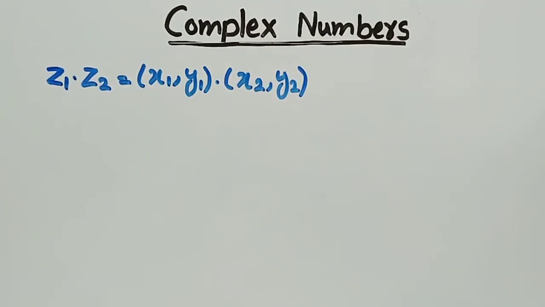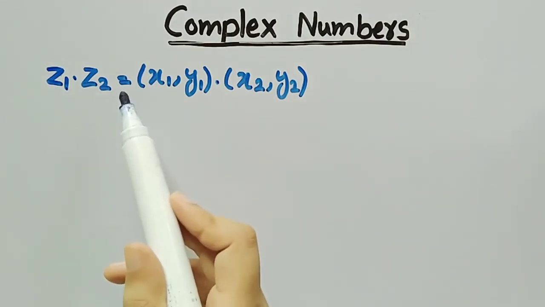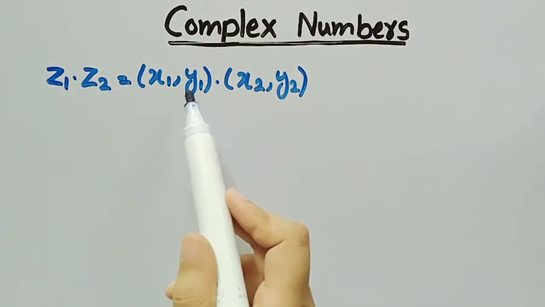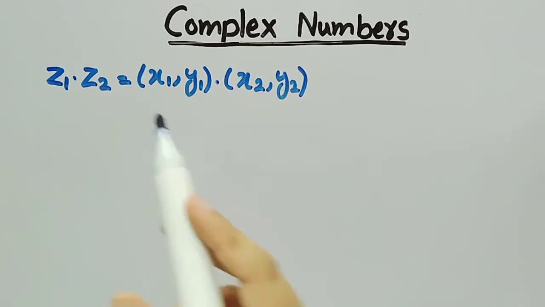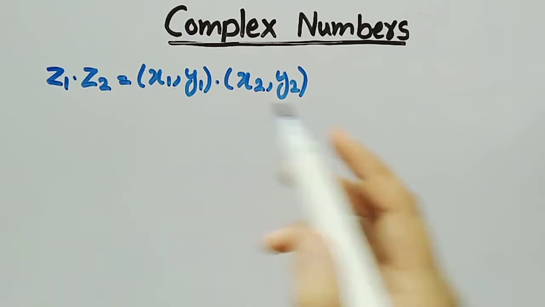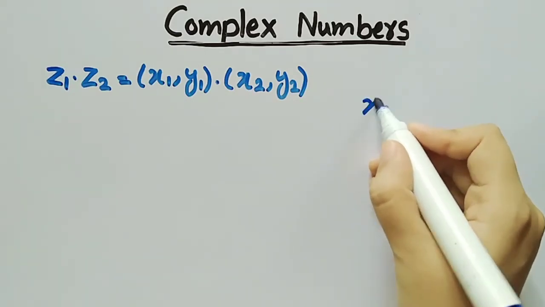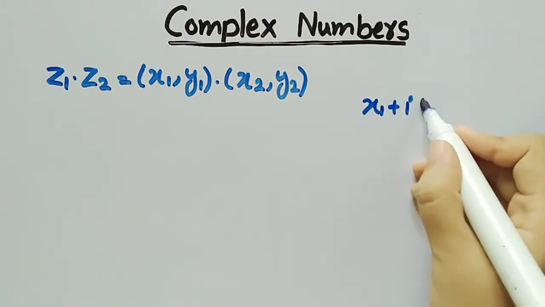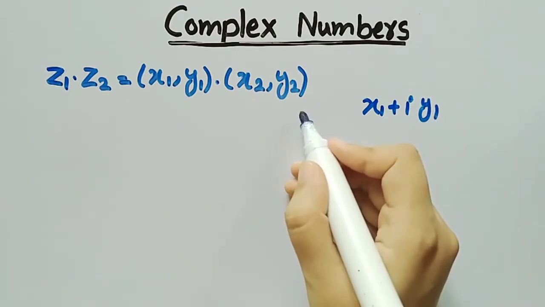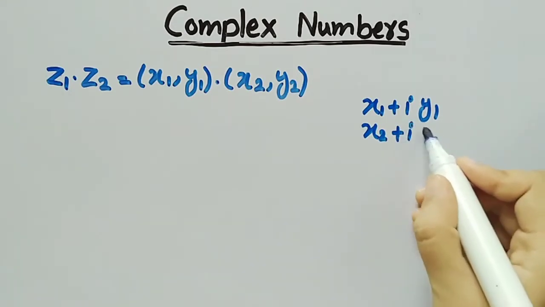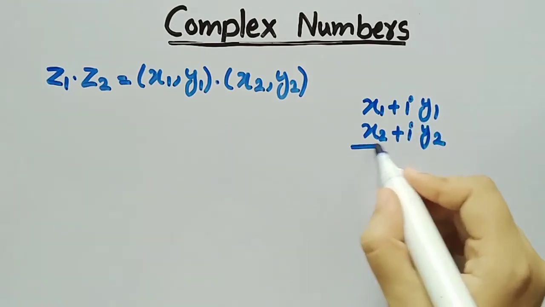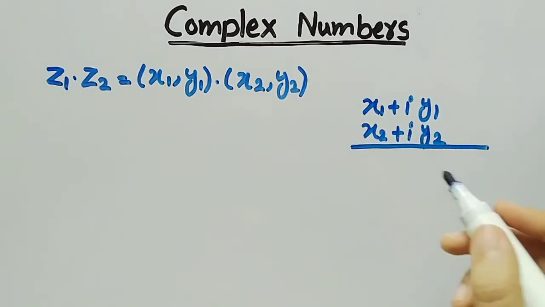Now we will learn how we can multiply any two complex numbers. Here we have considered two complex numbers z1 and z2, where z1 is equal to (x1, y1) and z2 is equal to (x2, y2). Now we will multiply them. We know that (x1, y1) can be written as x1 plus iota y1 and (x2, y2) can be written as x2 plus iota y2. Now we will multiply them and see what we get.